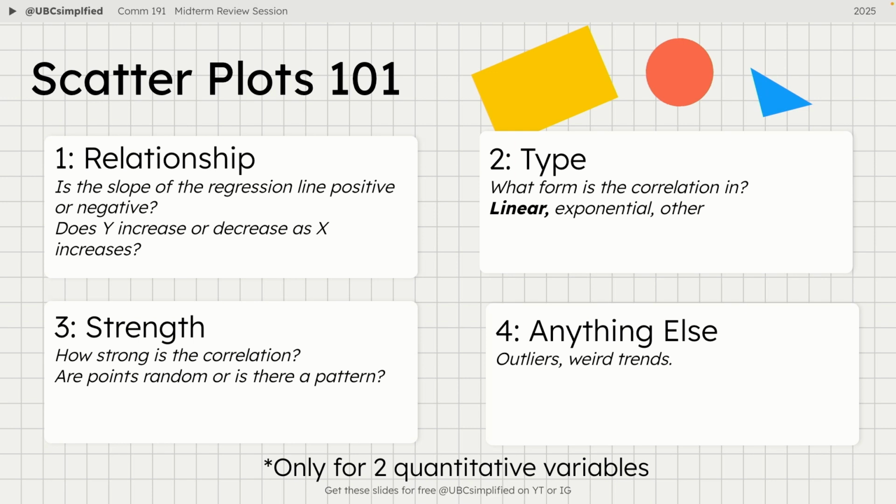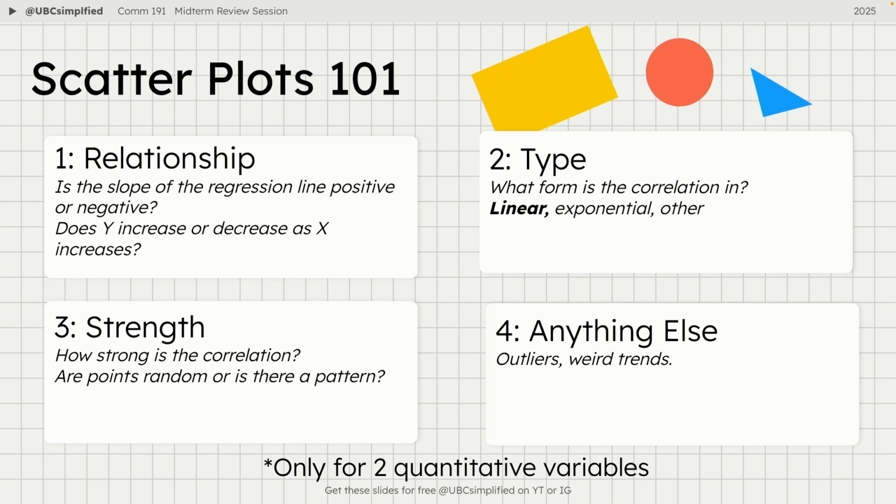In this class, we're mainly only dealing with linear. So if it looks like a line, probably is a line. If it doesn't, it's not. And there's other forms of relationships like exponential and others, but we're not really going to worry about that. And then after you've determined the type, hopefully it's linear, you can look at how strong the correlation is. So are they pretty random, or is there a pretty strong pattern? And then you can look at anything else, so any outliers, weird trends.